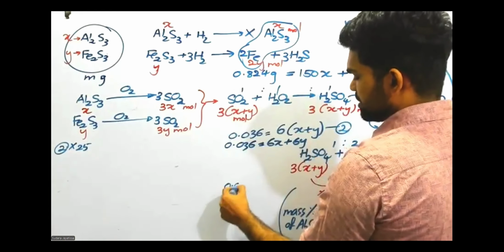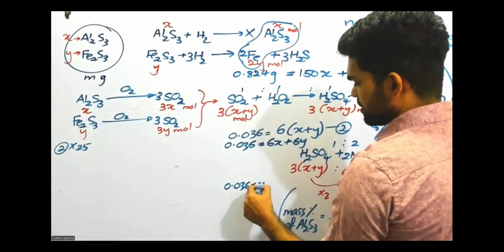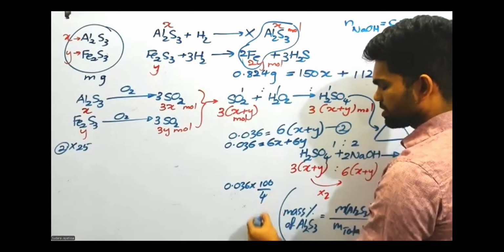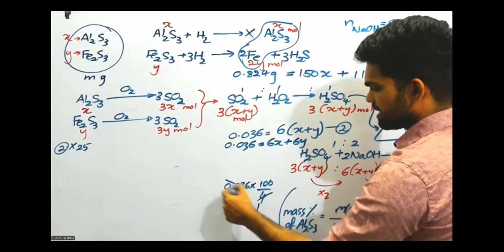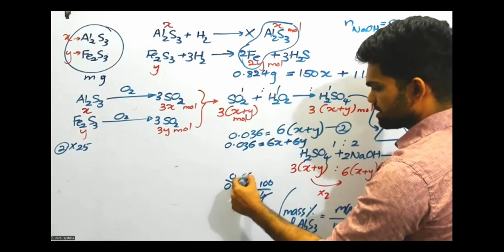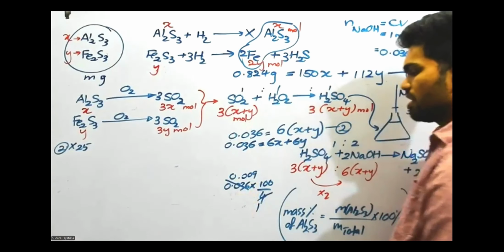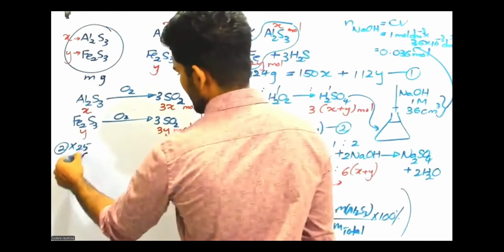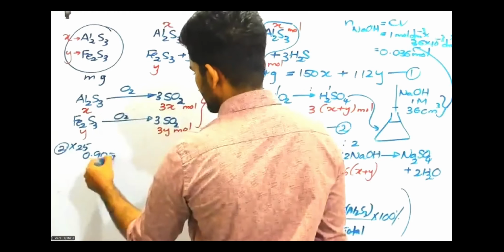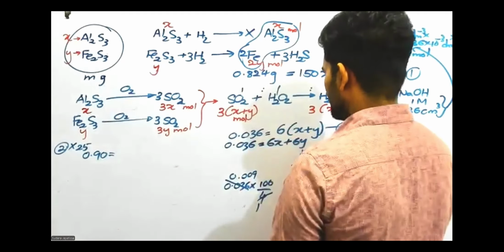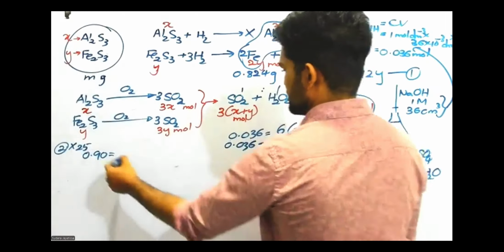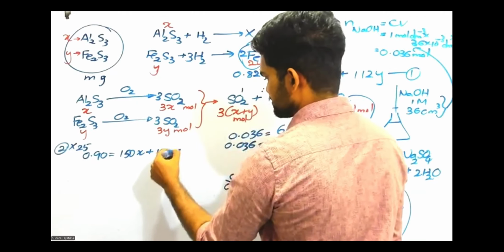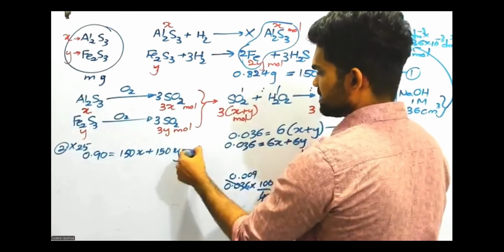So 0.036 into 25. 25 means 100 over 4. So it's far easier to divide like this. 0.009 into 100, so 0.9. 0.90 is equal to, we are multiplying by 25, so 150x and 150y. So this is our third equation.